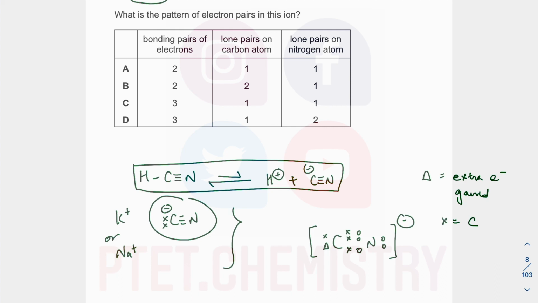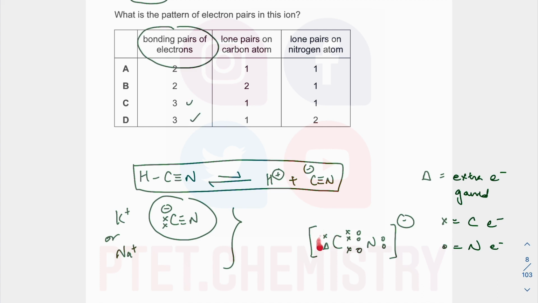Cross equals carbon electron, and dot equals nitrogen electron. I put the charge there because charge is charge, and this is the extra electron there. Bonding pair of electrons, bonding pair of electrons. So this is bonding, bonding, and bonding. So there are 3 pairs of bonding electrons.